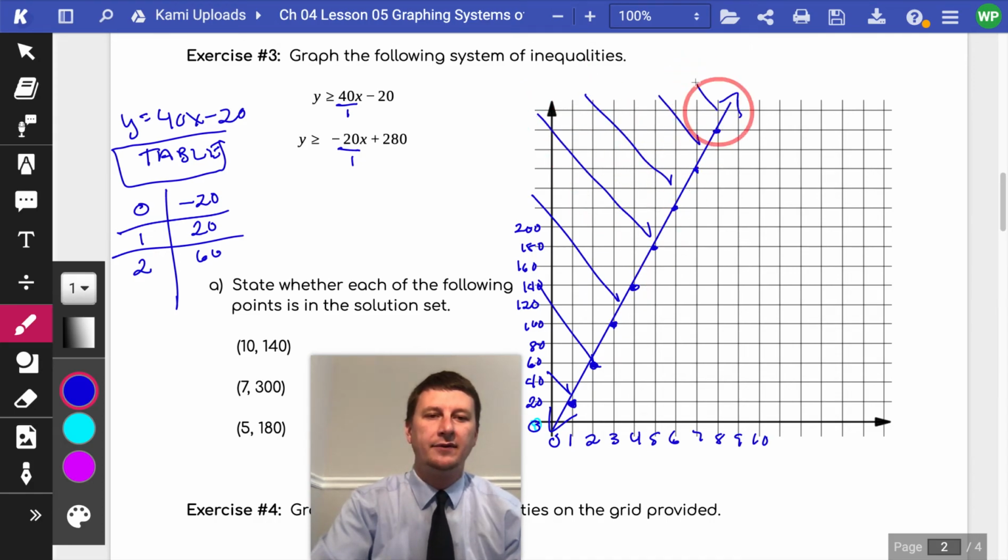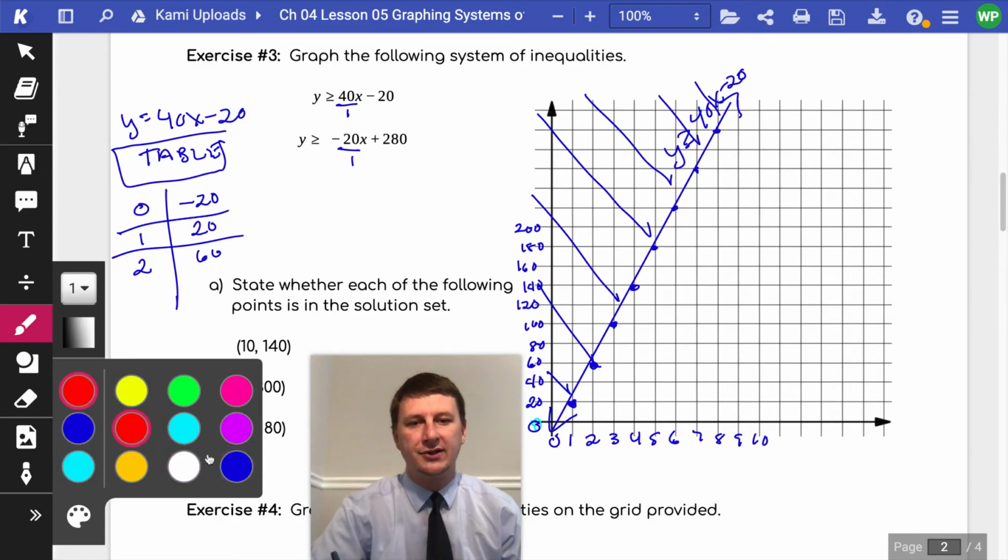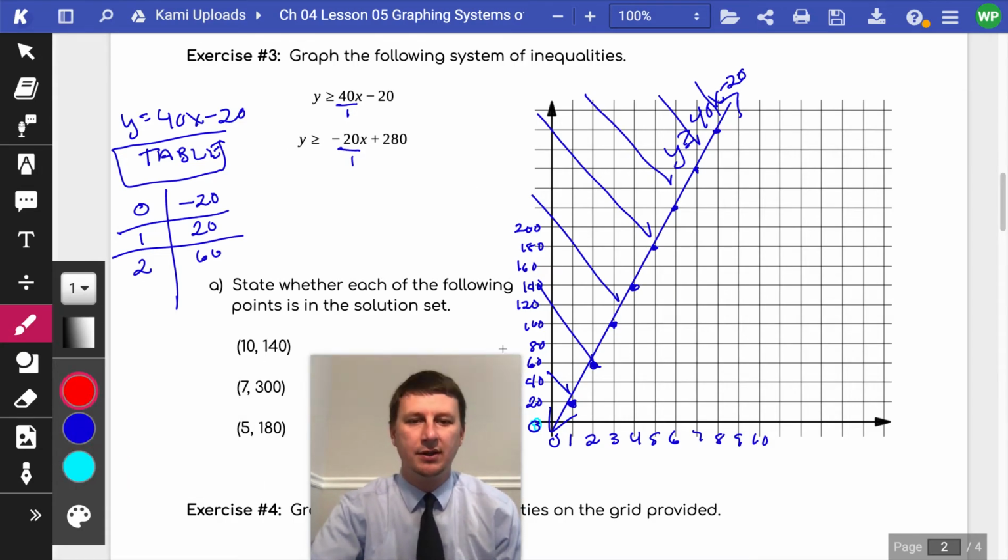And now that we've graphed our first inequality, let's just label it real quick. We'll label this one as y is greater than or equal to 40x minus 20. And let's go on and graph our second inequality, negative 20x plus 280.